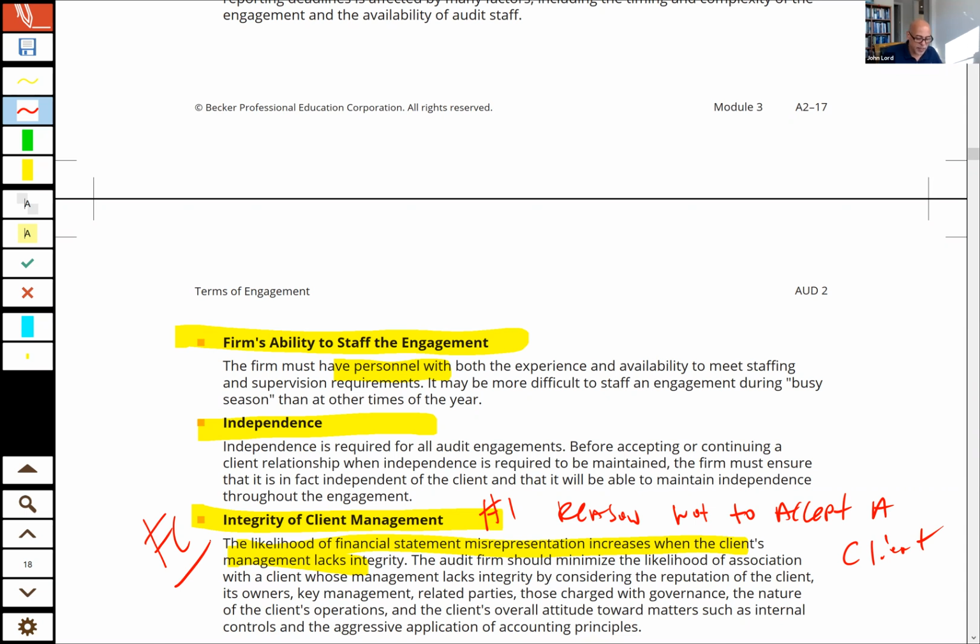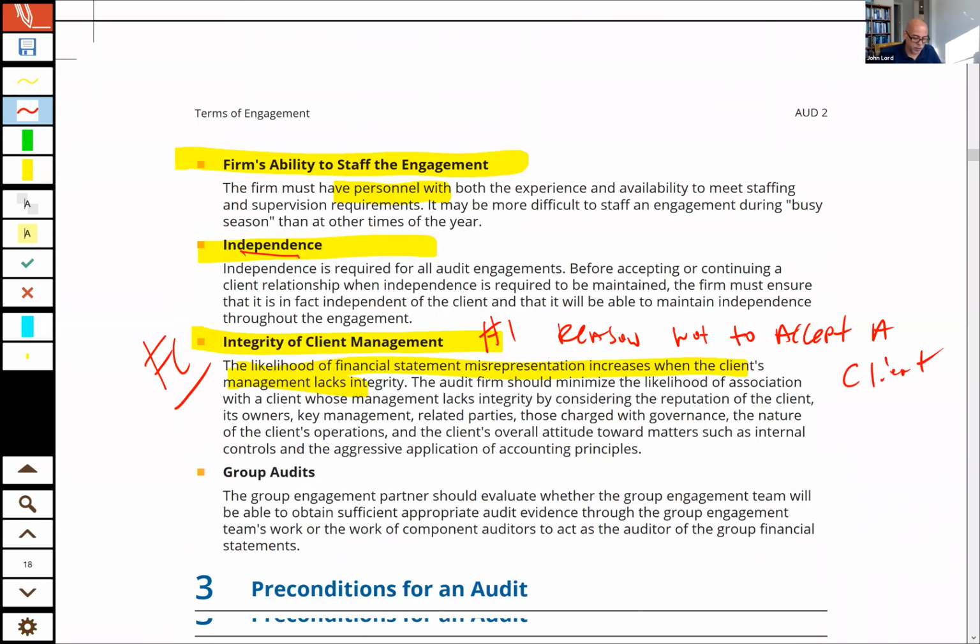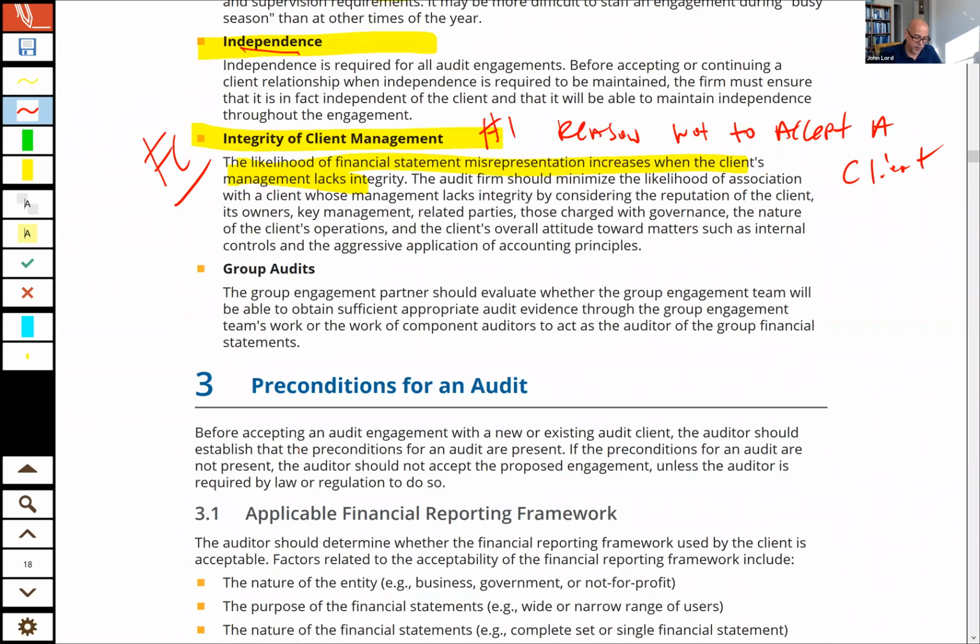Now, I know independence feels like it should be the number 1 reason. The CPA exam never asks that. It never asks, you're not independent, should you accept the client? Because everybody knows the answer to that is no, you shouldn't. This idea of management lacking integrity may not be as obvious to you. So make sure you're considering that when you're looking at choices as reasons not to accept a client.